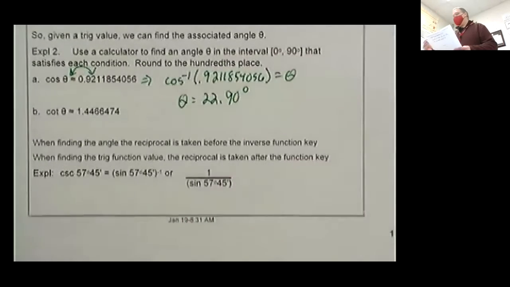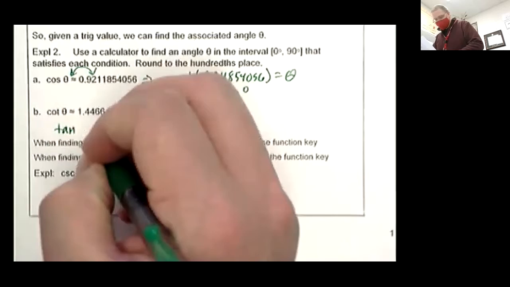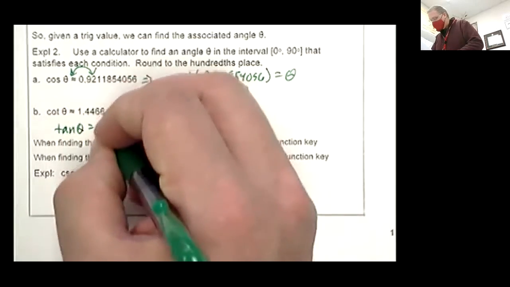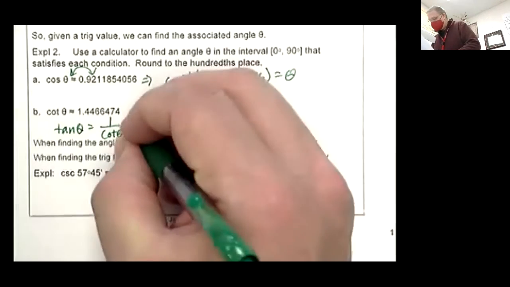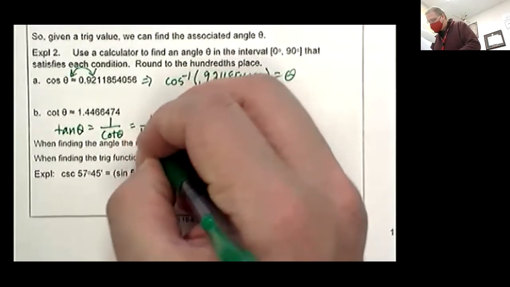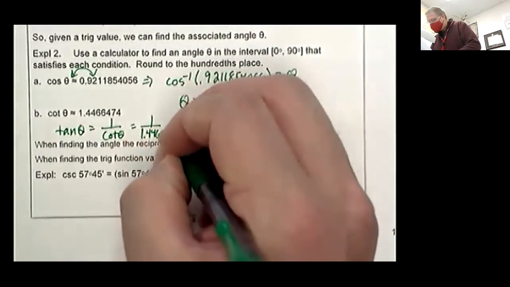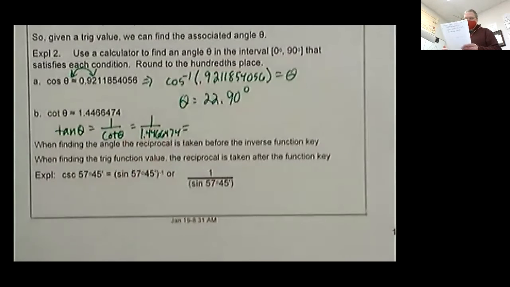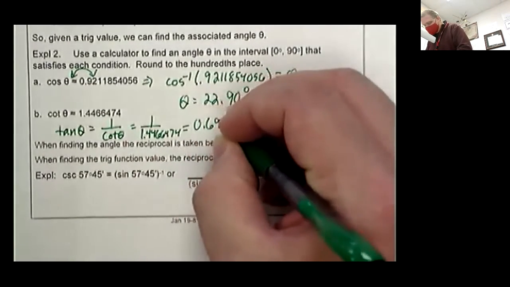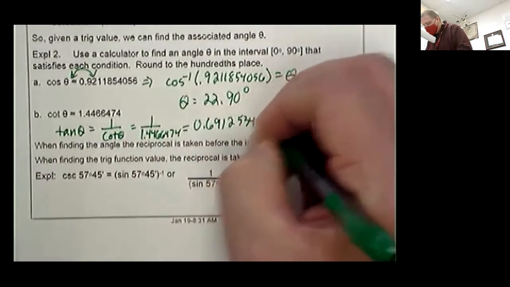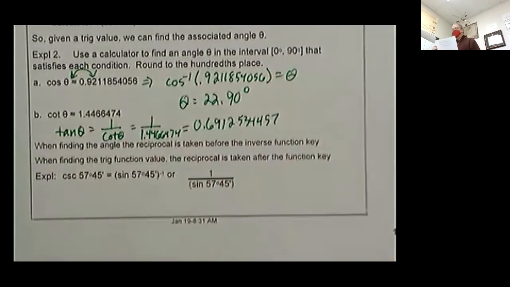What about cotangent? Well, there is no inverse cotangent, so we have to change this first to tangent. So tangent of theta, we know, is 1 over cotangent of theta, which is 1 over 1.4466474. We put that on our calculator, and that's going to give us a number. So instead of using cotangent, we're changing to tangent. So tangent of theta has to be the number 0.6912534457. Now we can find the angle.